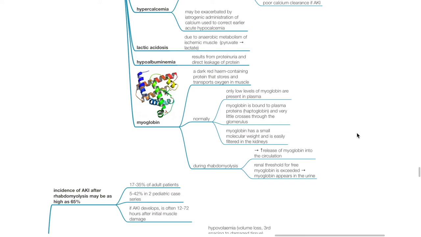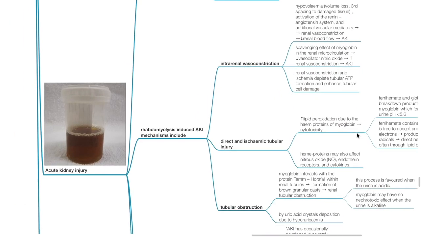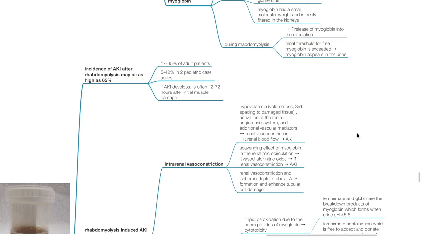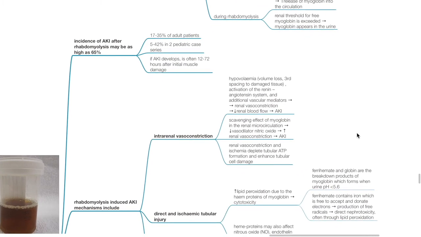During rhabdomyolysis, there is increased release of myoglobin into the circulation. Renal threshold for free myoglobin is exceeded and myoglobinuria occurs. Acute kidney injury. Incidence of AKI after rhabdomyolysis may be as high as 65%. If AKI develops, it is often 12 to 72 hours after the initial muscle damage.